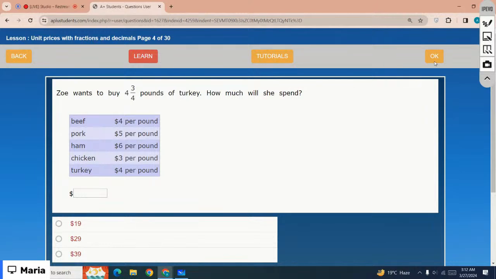Zoe wants to buy 4 whole 3 by 4 pounds of turkey. How much will she spend? So, which is the correct option? You have to do 4 whole 3 by 4 times. Turkey is $4 per kg, right? You need to multiply it by the 4.